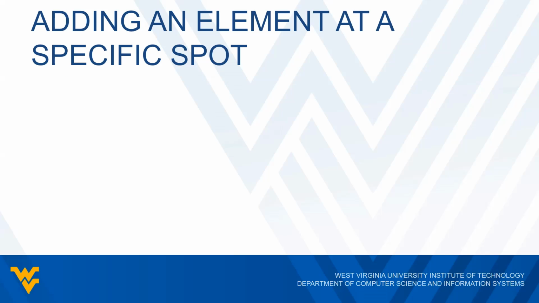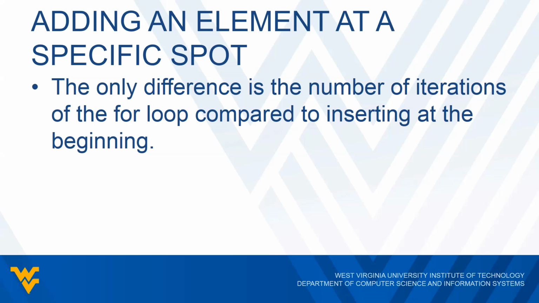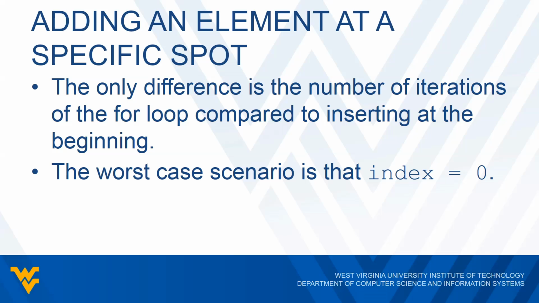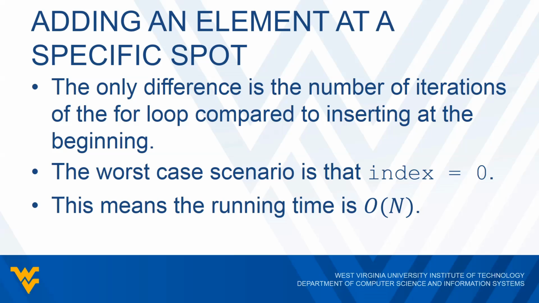So what's the running time of this approach? Well, the only difference between this insertion method and inserting at the beginning is just the number of iterations of the for loop. It could be all the elements, but it may not be. Well, remember, when we're analyzing an algorithm, we have to consider the worst case scenario. And in this case, the worst case would be that the index is at 0, which means we have to move all of the current elements of the array before we can add the new item. And what that means is, since we're saying that there are n items in the array, that the running time for this is going to be O of n.